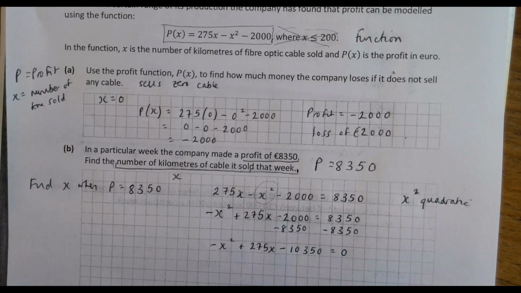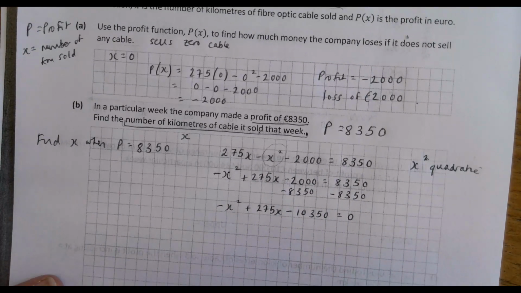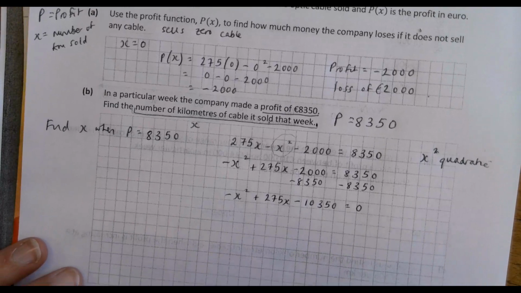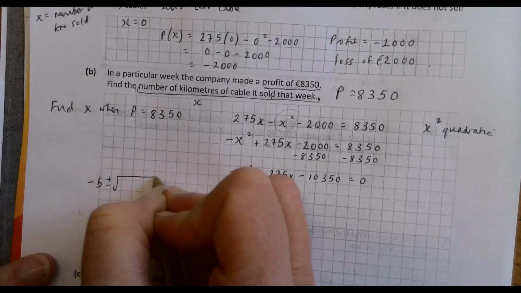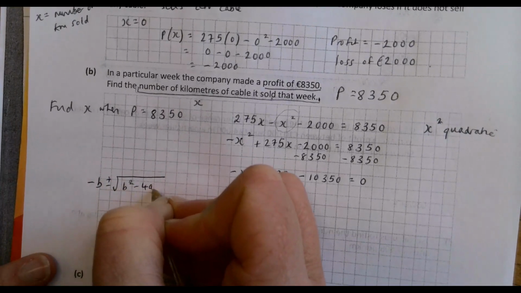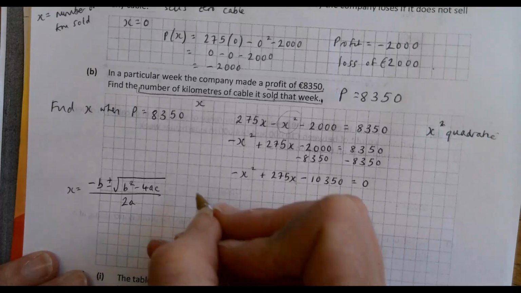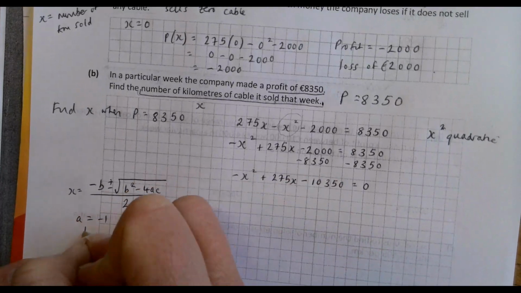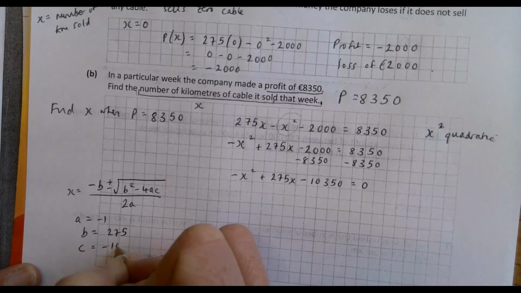So we've rearranged it, and I'm not even going to try and factorize that. I don't know whether Miss Delaney wants to try and factorize that, but I'm not going to try. I'm just going to use my minus b formula: minus b plus or minus the square root of b squared minus 4ac, all over 2a. So what do I have? A is minus 1, b is 275, and c is minus 10,350.